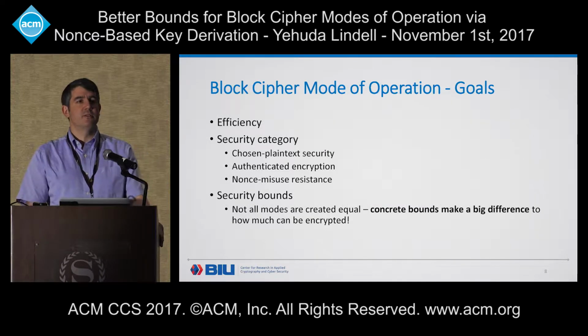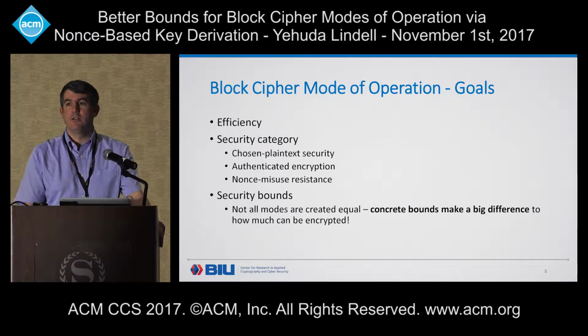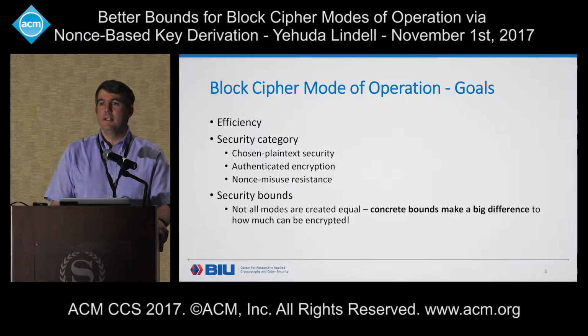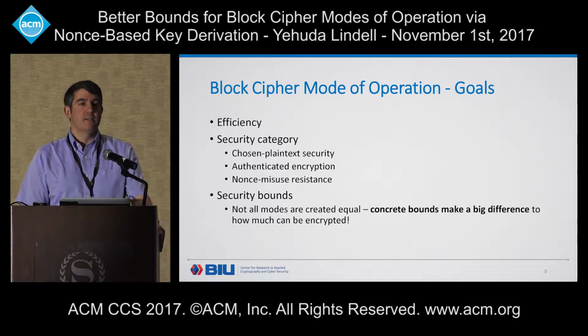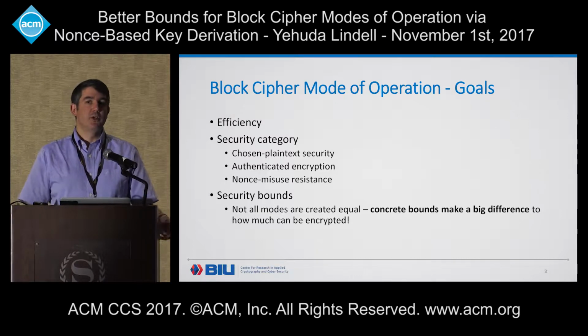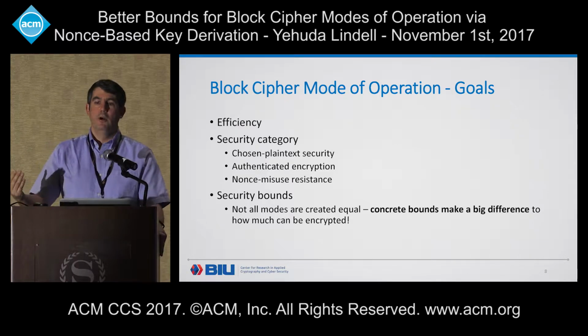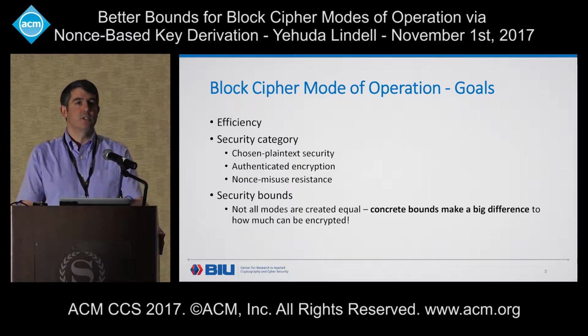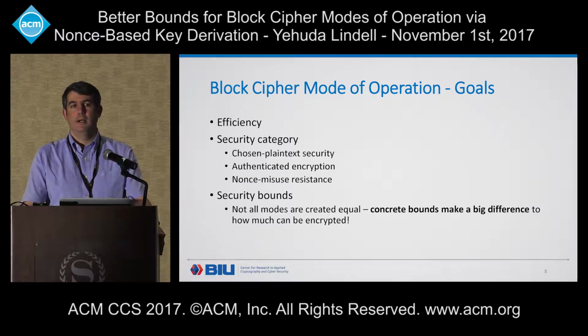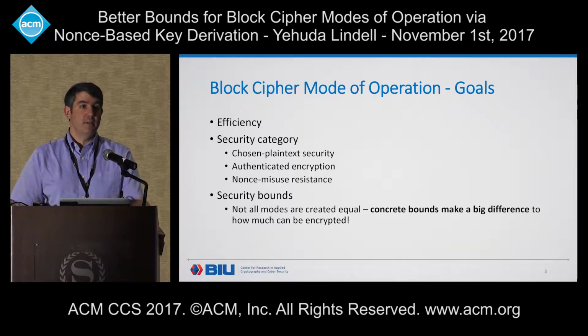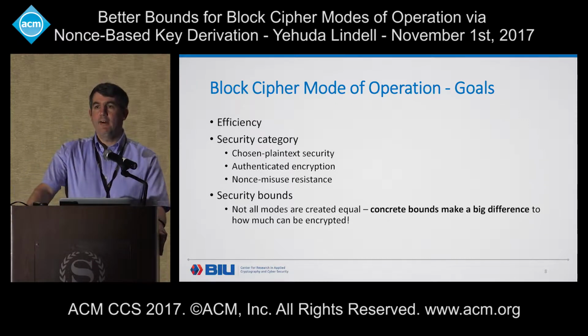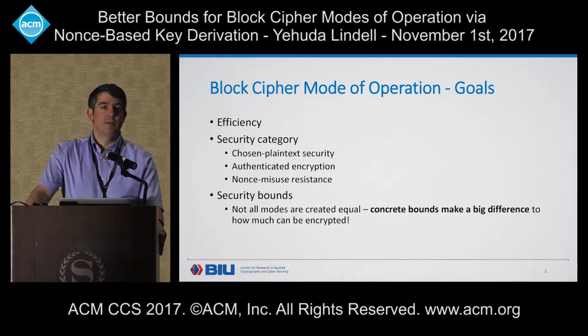When we come to design a block cipher mode of operation, there are 3 things that we typically need to take into account. 1 is efficiency. Obviously, we want it to be very fast. 2, what level of security we need. Is it just basic chosen plaintext security, or authenticated encryption, or even nonce misuse resistance, which means that even if a nonce repeats, nothing bad happens, it's okay. And finally, what security bounds we get.